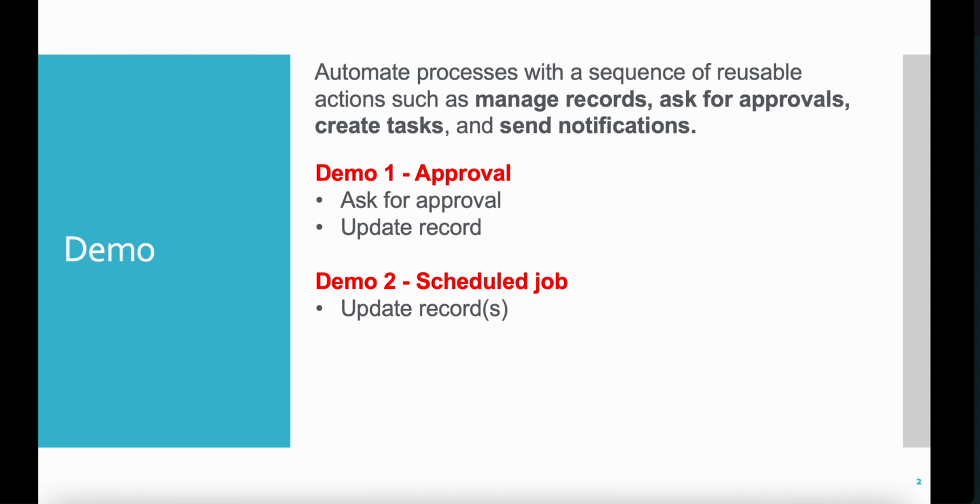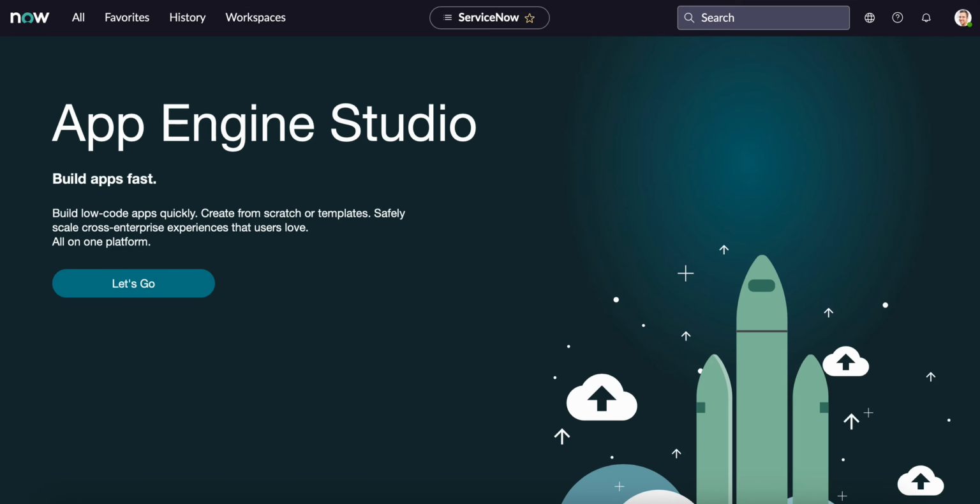So just to explain what a Flow Designer does, with a Flow Designer, you can technically automate some actions to either update records, ask for approvals, create tasks and notifications, and many other things. In this demo, we will cover approvals and how to ask for an approval and how it updates a record. And then in the second demo, we will create a scheduled job that will update records. Okay, going into the demo.